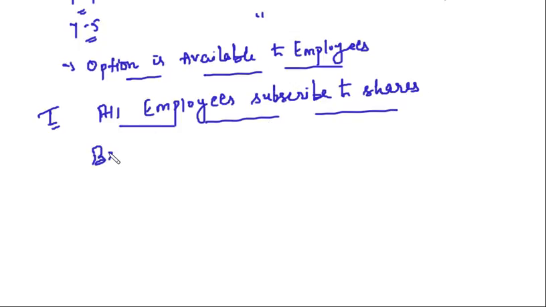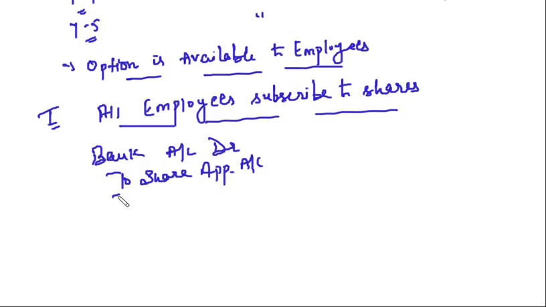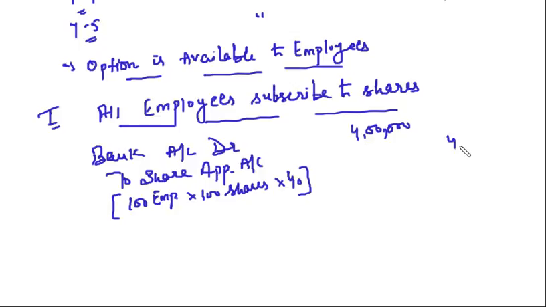First, bank account debit to share application account. That is, from 100 employees, you received applications, 100 employees multiplied by 100 shares. And how much money is received on application? 40 rupees, right? This comes to 100 multiplied by 100 multiplied by 40, 4 lakh rupees. Clear?